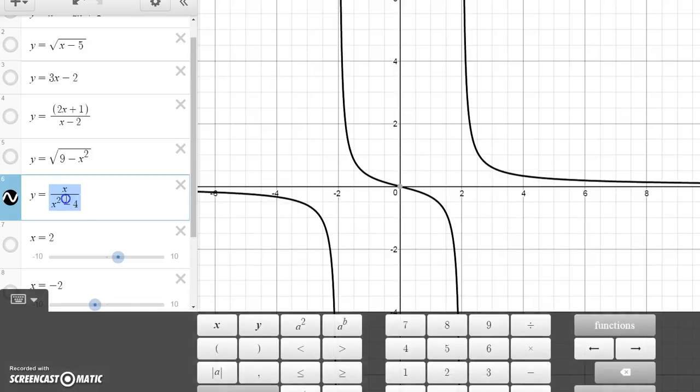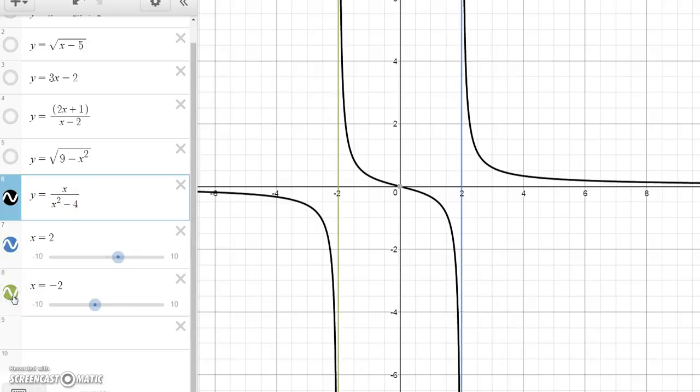And if we look at the graph of y equals x over x squared minus 4, let me go ahead and inlay the values that x can't be, 2 and negative 2. So notice, you'll see this vertical line right here and this vertical line right here. That's where x equals 2 and negative 2. You'll notice that as you get closer and closer to negative 2, it just gets very, very small.